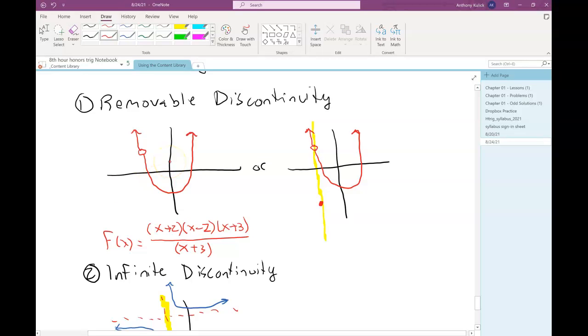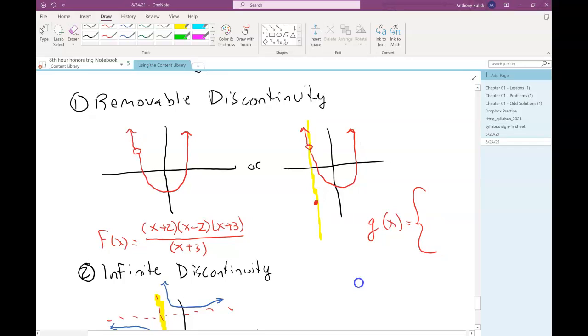You remember that for a removable discontinuity, you need to reduce something completely from the denominator. So here the x plus 3 reduces out, so you'd have a hole at x equals negative 3, which is about what we see there. And the remaining graph is just the parabola x squared minus 4, when you FOIL out x plus 2 and x minus 2. To get something like this, you'd have to use a piecewise function, which you haven't talked about before.